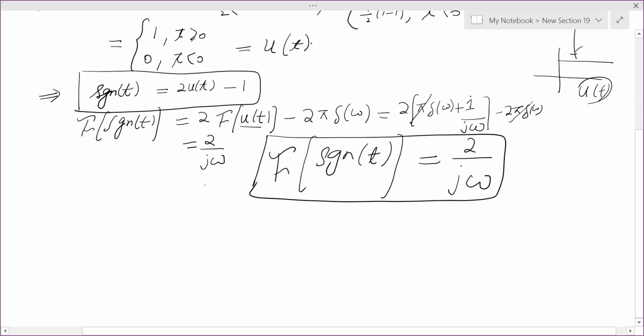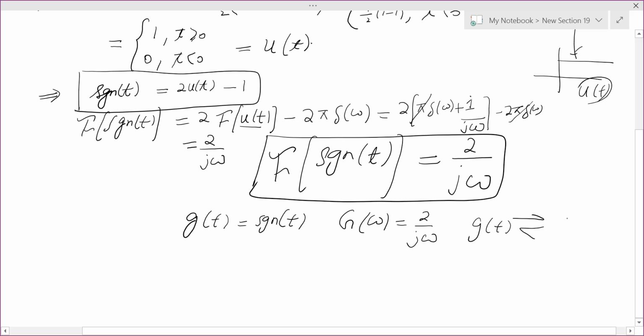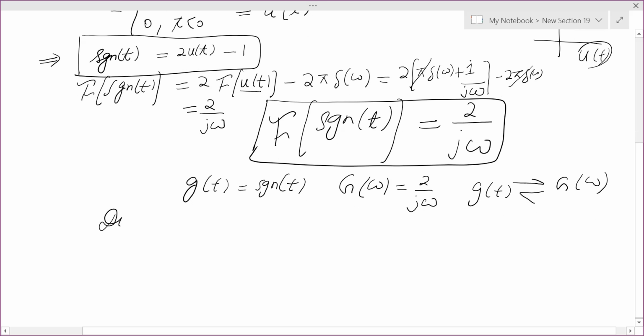Let me, for the sake of convenience, say that g of t is the signum function and its Fourier transform, capital G of omega, is 2 over j omega. There is one important result in the Fourier transform. You might have done the same thing in the Laplace transform. That's called the duality property.